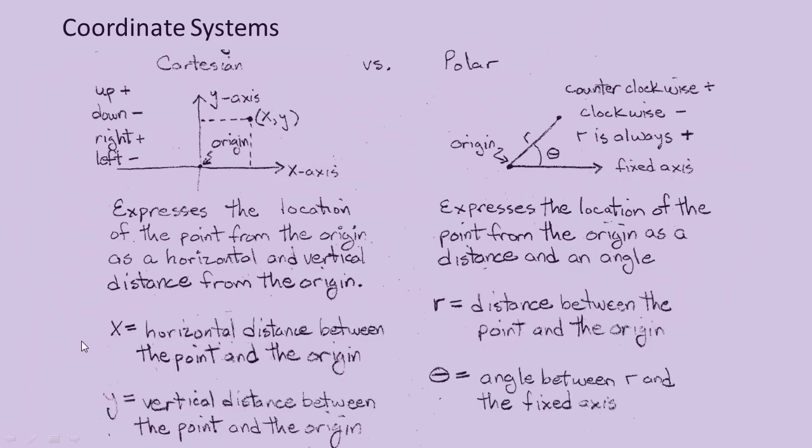So let's summarize what these coordinates mean. In the Cartesian system, the x is the horizontal distance between the point and the origin, and y is the vertical distance between the point and the origin. Now, in the polar coordinate system, r is the distance between the point and the origin, and theta is the angle between r and the fixed axis, which in this case resembles the positive x-axis.